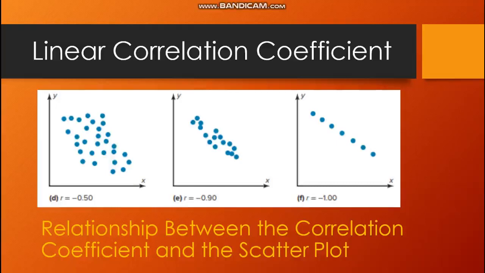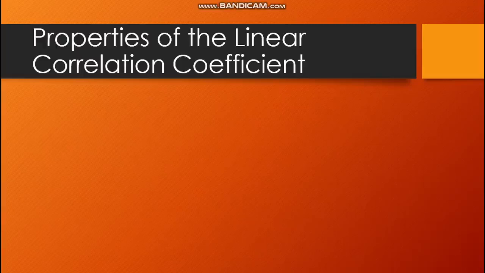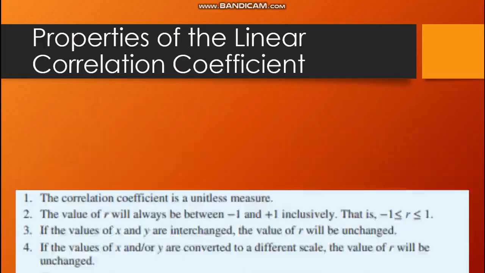And on letter F, if R equals negative 1.00, we have a perfect negative relationship between the two variables. That is, if x increases, y decreases. We have a negative relationship. We have the properties of the linear correlation coefficient.